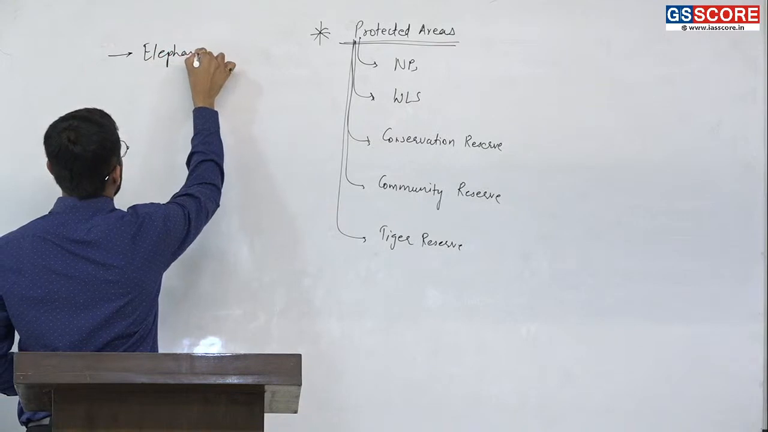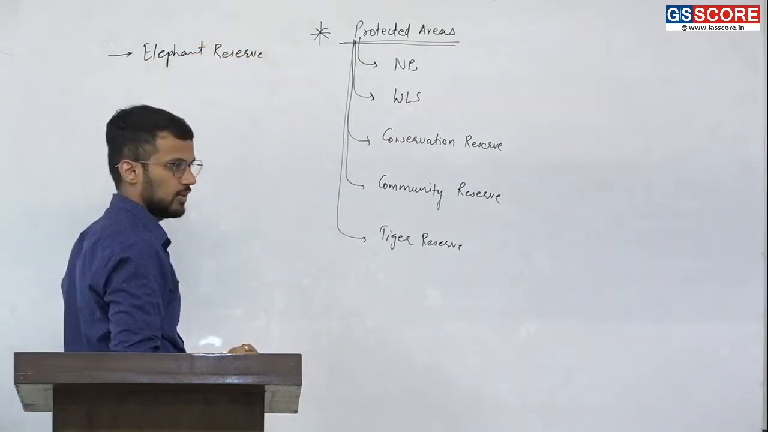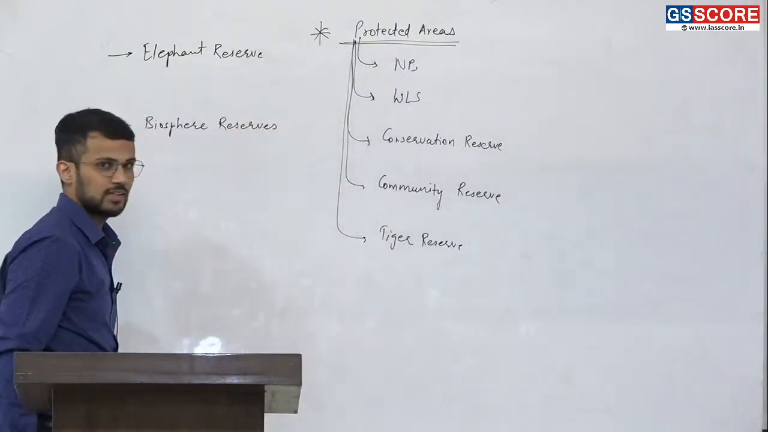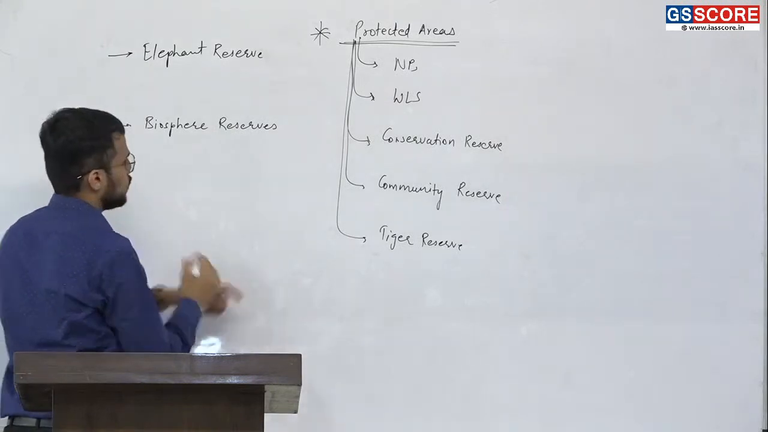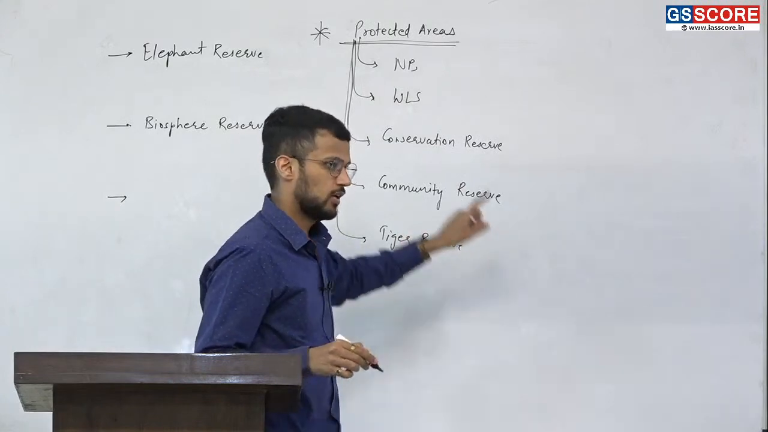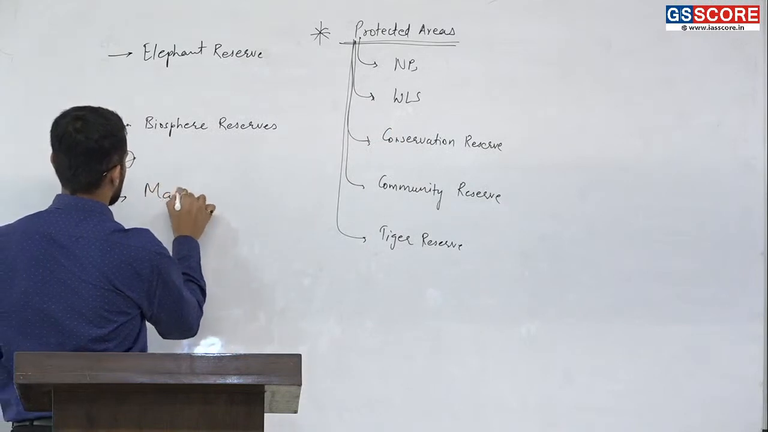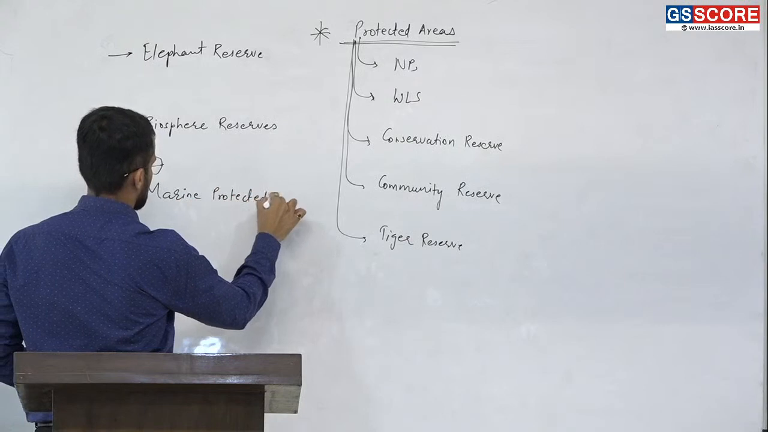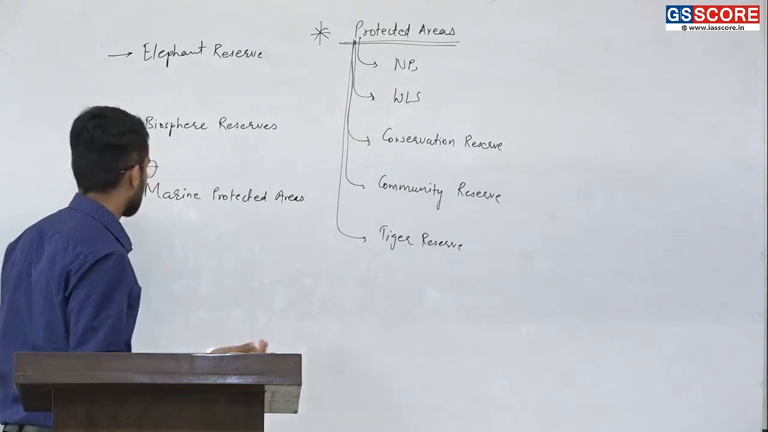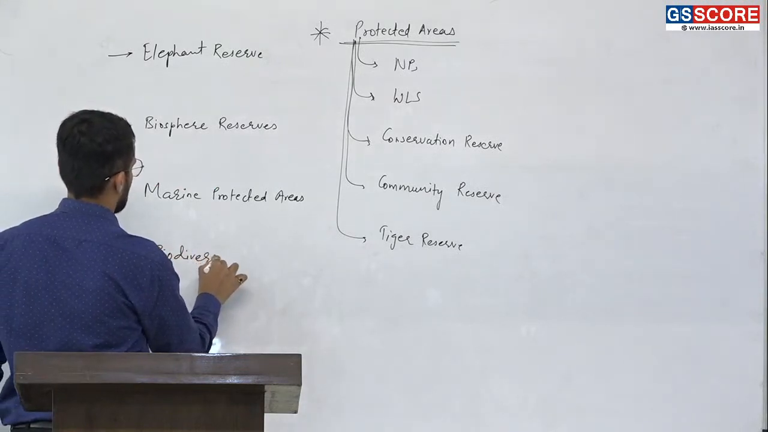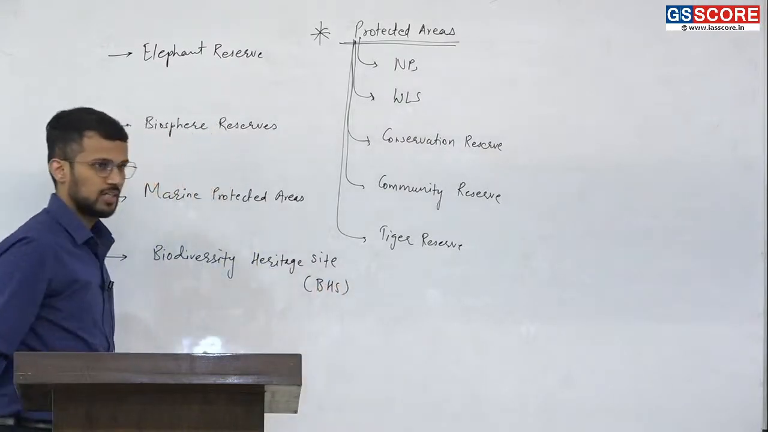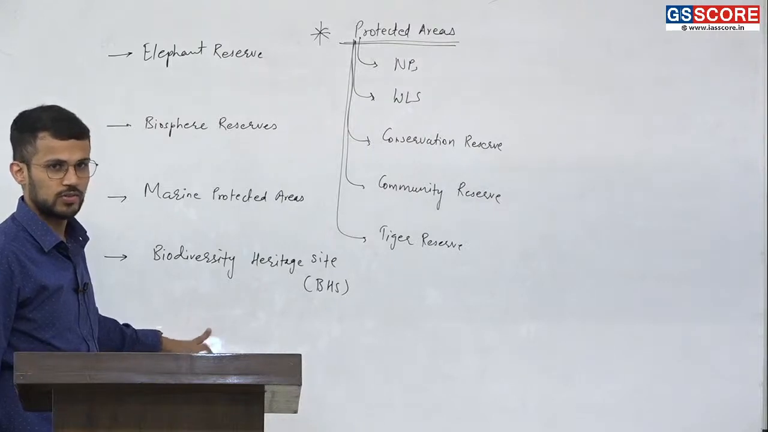Elephant reserves, right? Biosphere reserves. Anything else? Bird sanctuaries are wildlife sanctuaries only, but wildlife sanctuaries can be created for certain species, right? So they are under wildlife sanctuaries only. Marine protected areas, fine? So these are also other types of protected areas. One more is biodiversity heritage sites, BHS. This is important from this year's perspective, because in Tamil Nadu, one biodiversity heritage site was created recently. Right? You must be aware of that.